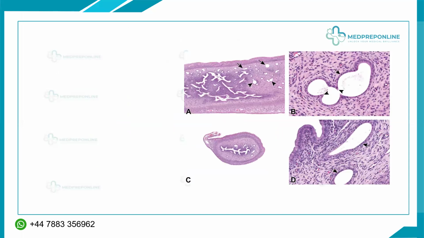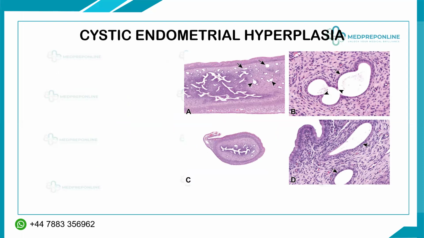Now coming to the histopathology, this is the normal endometrium, and we see how the glands and crypts look, right? A will show you the normal endometrium, and now we can see how the glands as well as the crypts have dilated cystically. So we can see cystic changes in the glands. This is cystic endometrial hyperplasia.